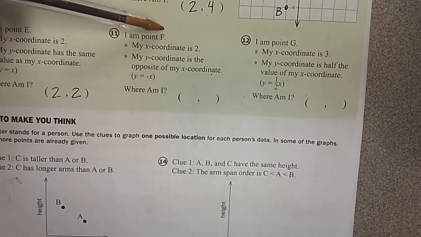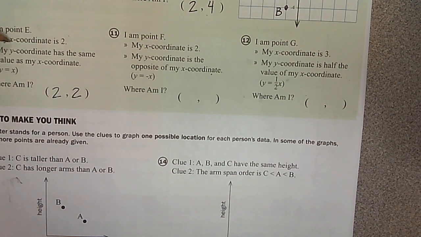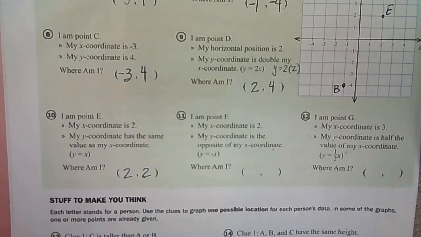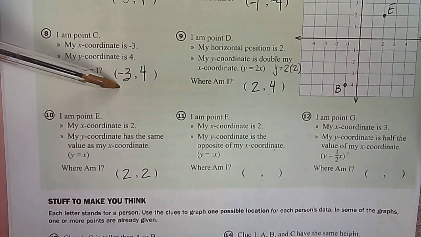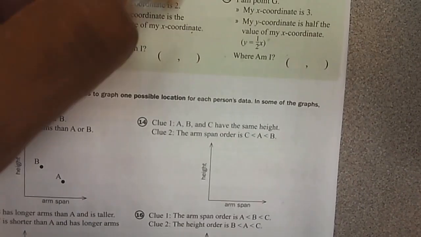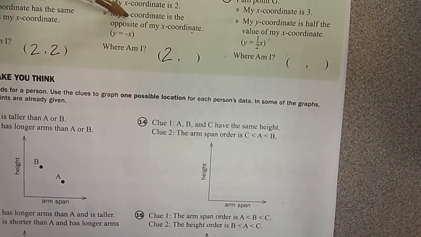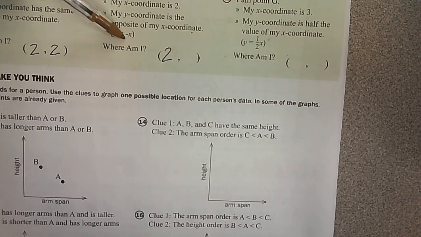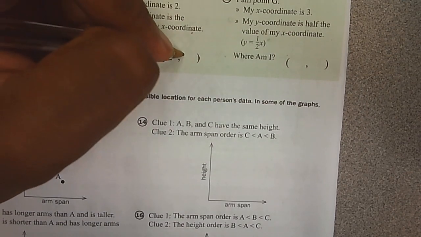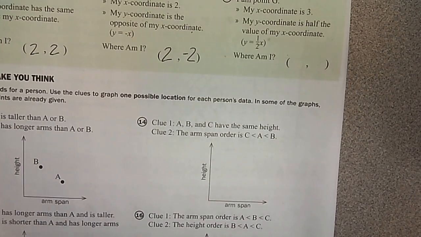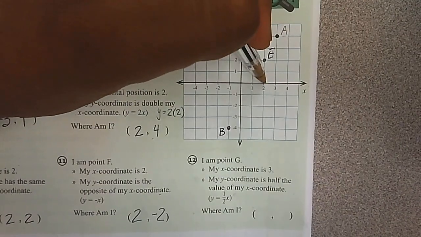I am point F. My x coordinate is 2. Over here my x coordinate was 2 too, but up here my x coordinate was -3, and that was the first number. So your x coordinate goes first. My y coordinate is the opposite of my x coordinate. Right here, they look the same, but the sign is different. So if that's 2, that's -2. What's the opposite of having $5? Owing somebody $5. Makes sense to me. So we're going to go over 2, down 2, and that's F.